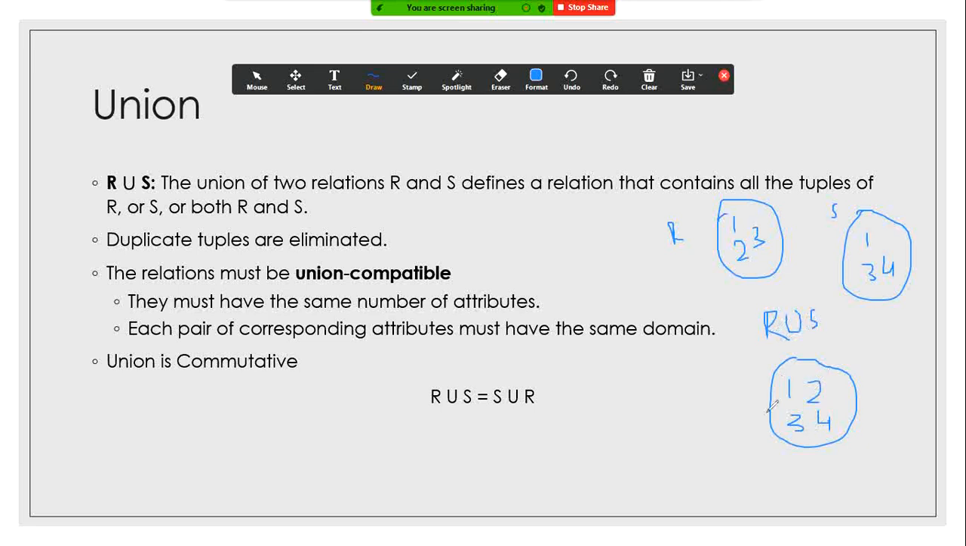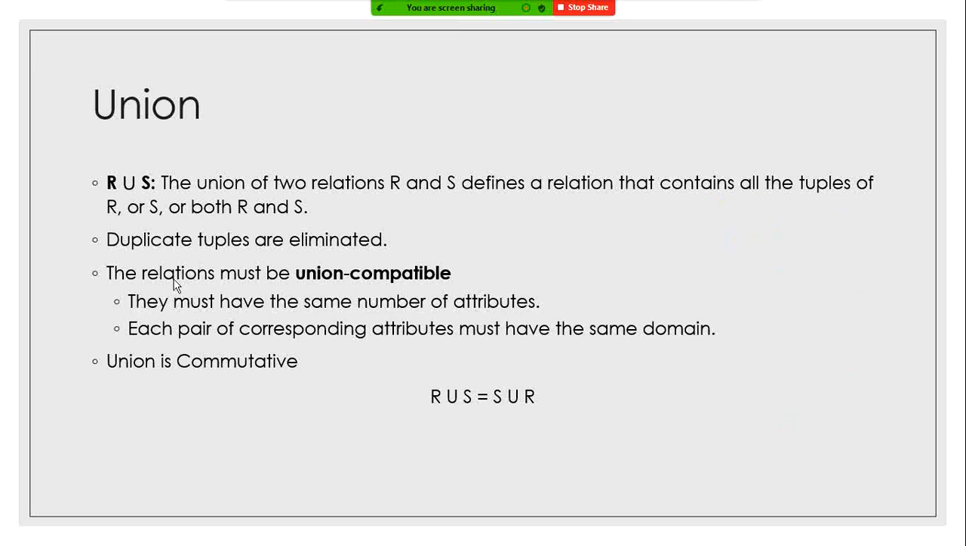It includes all the values of R or S, and the duplicates are eliminated. They are written only once. The relations must be union compatible. So we can apply union on tables that are union compatible. What does that mean? It means that they must have the same number of attributes, and each pair of corresponding attributes must have the same domain.